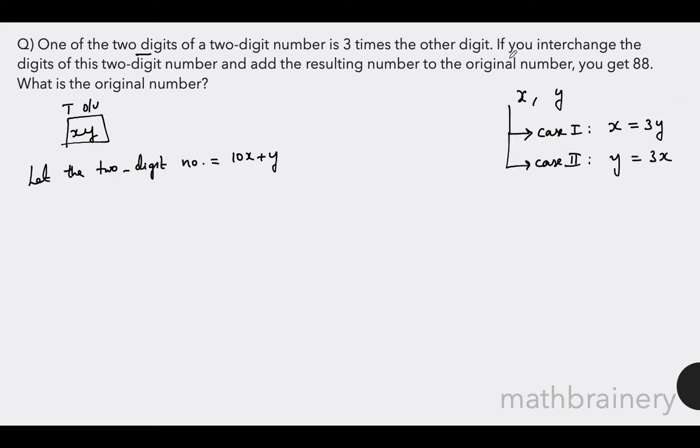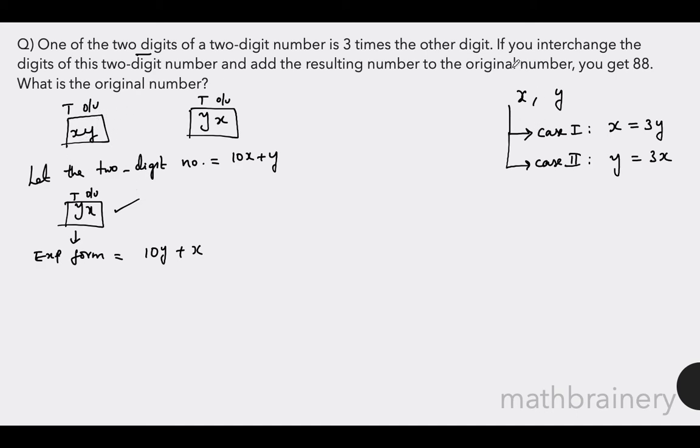Let's look at the next condition given in the question. If you interchange the digits of this 2-digit number, now here xy is our 2-digit number. Now if I interchange the digits, what will be the 2-digit number? It will be yx, that is y will be in tens place, x will be in ones place or units place. So if I have the 2-digit number as yx, with y in tens place and x in ones place, then its expanded form will be 10y plus x. This is the expanded form of the new 2-digit number obtained by interchanging the digits.